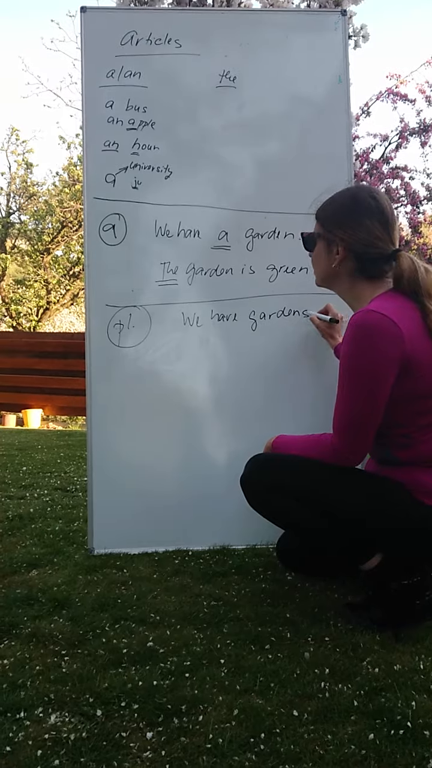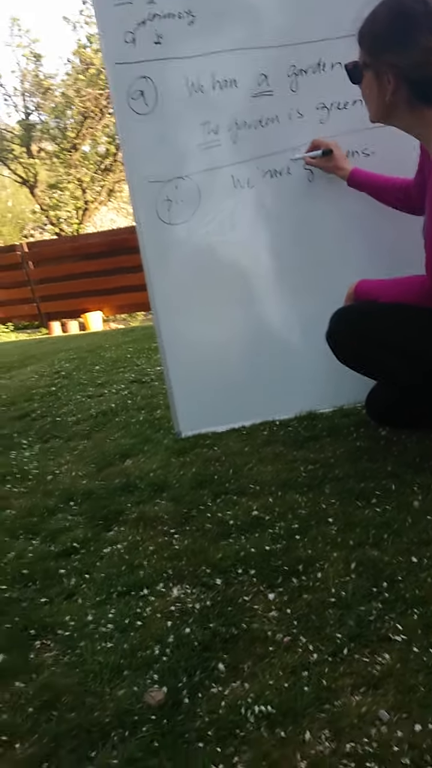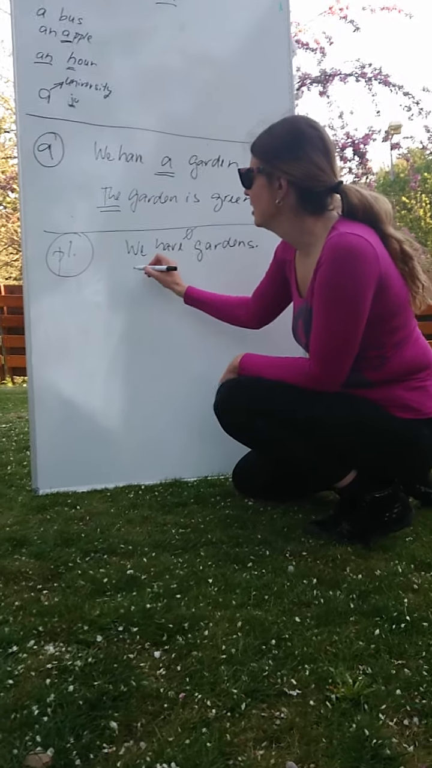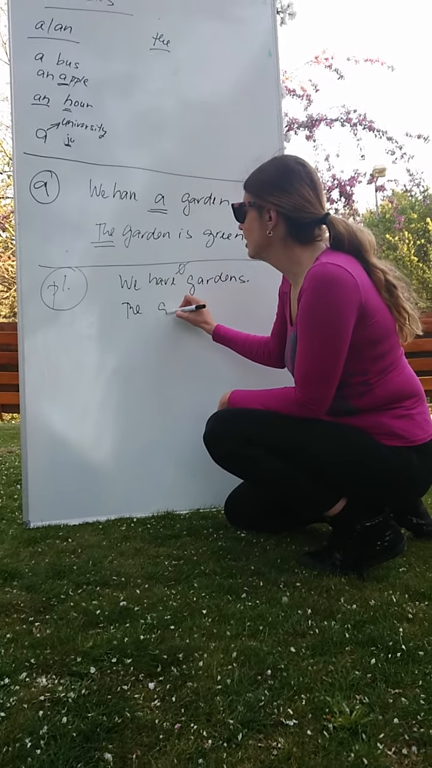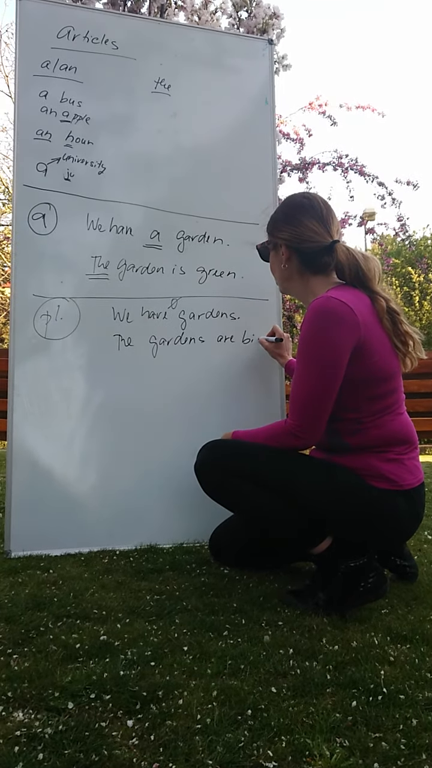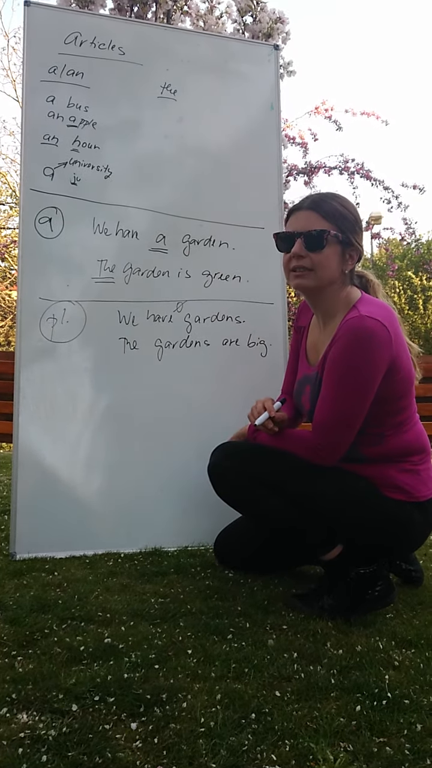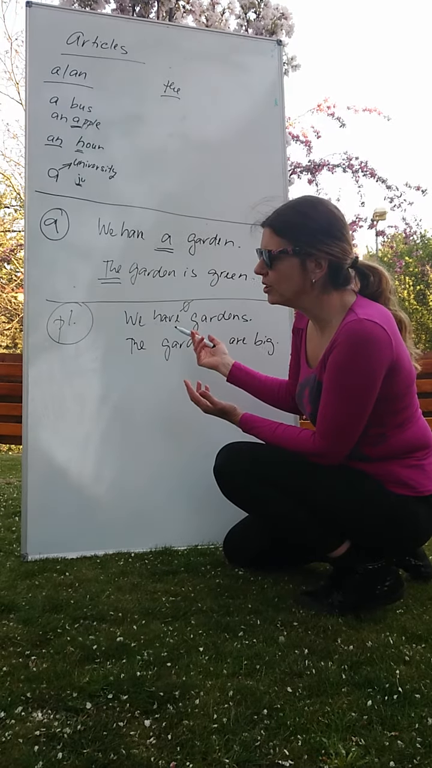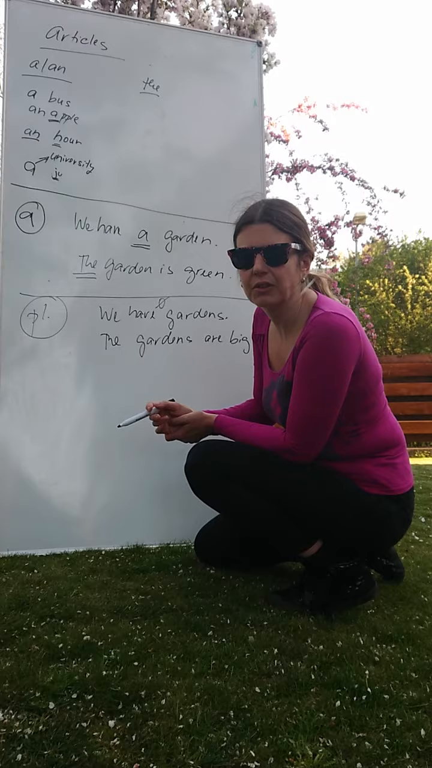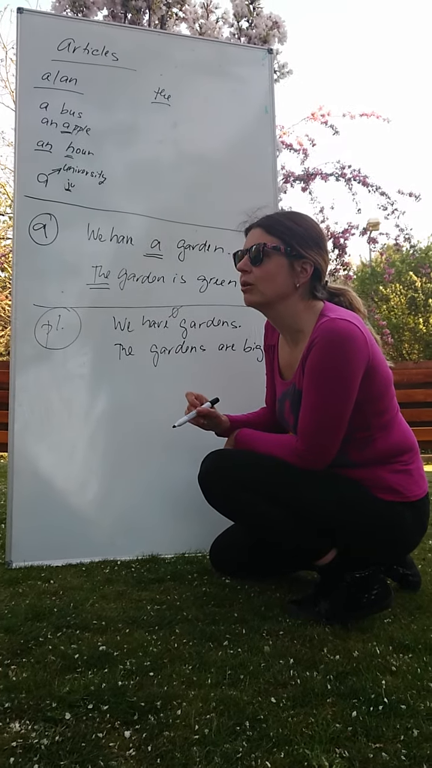So when we speak about something for the first time, there would be no article here. If we want to stress it out, point, we will then use again the. The gardens are big. Logically then, a can be used only in singular when we speak about something for the first time. In the rest we usually use the, especially when we want to stress it out.